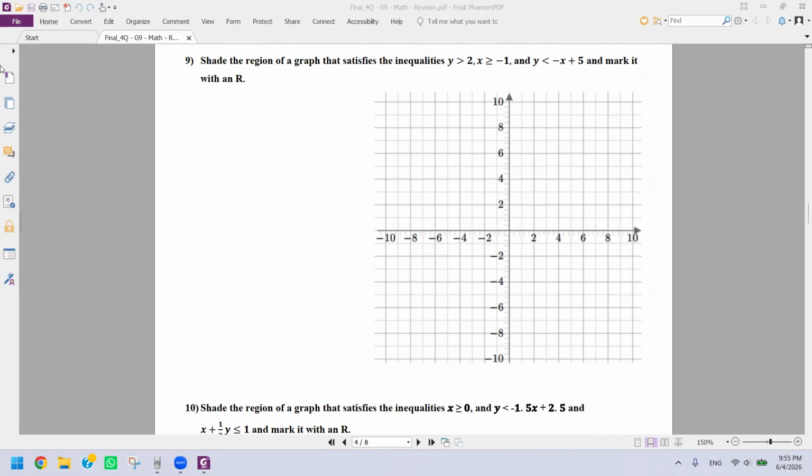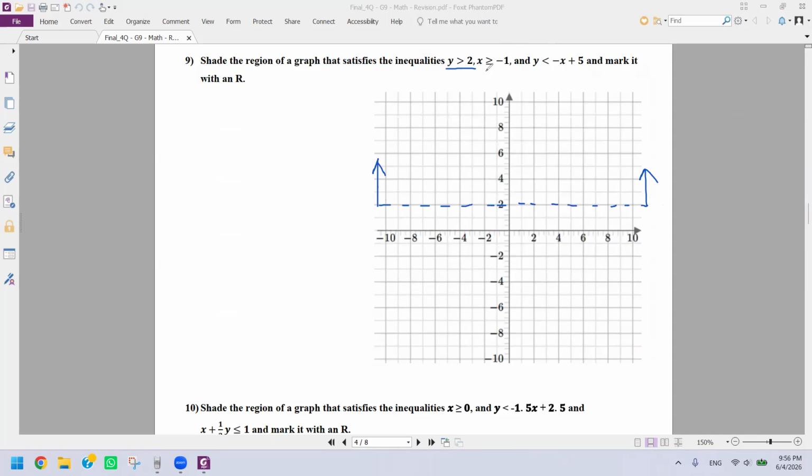Now first I need to draw the lines. Let me start with the first one. Y greater than 2. This is 2. This is y equals 2. I'm making a dashed line, because there's no equal sign. Y is greater than 2. Now I will just put arrows. I will not shade. Greater than 2, it has to go up. Okay, the first one is done.